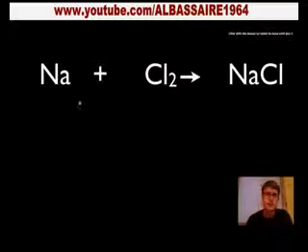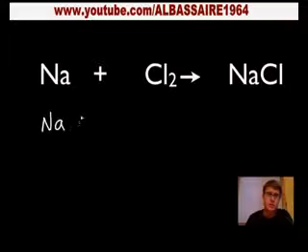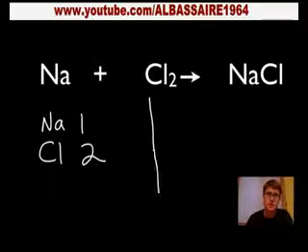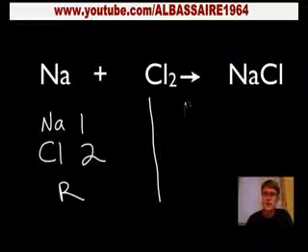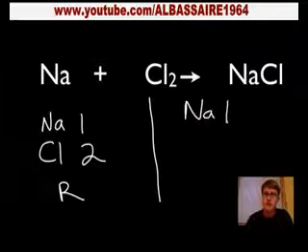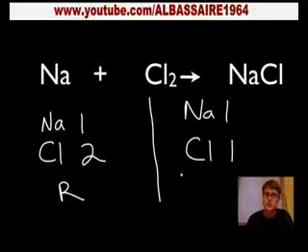On the left side, we've got sodium, we've got chlorine gas, and then we're making table salt. If you want to write this out, you could. We've got Na, and I've got 1 of those. I've got chlorine on the left side, and I've got 2 of those. So that's on the left side, that's on the reactant side. Now let's go to the product side. How many sodium do we have? We only have 1 sodium. And how many chlorine do we have on the right side? Well, we only have 1 chlorine. So that's a problem, because on the product side, we only have 1 atom of chlorine.